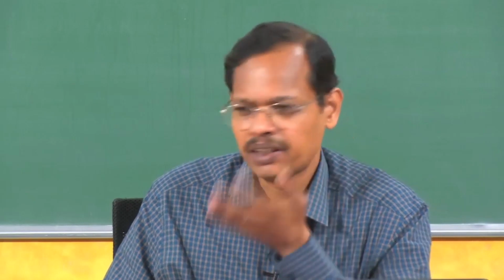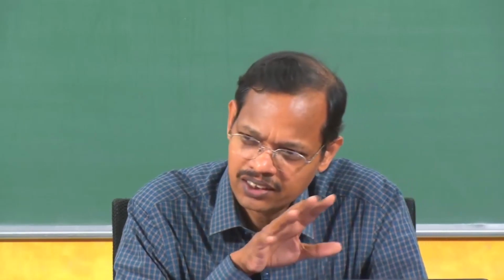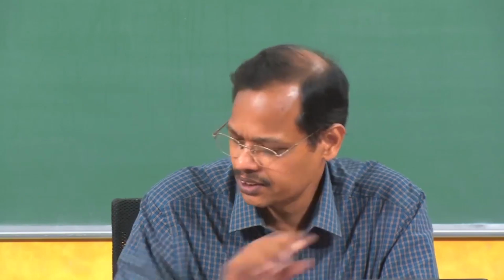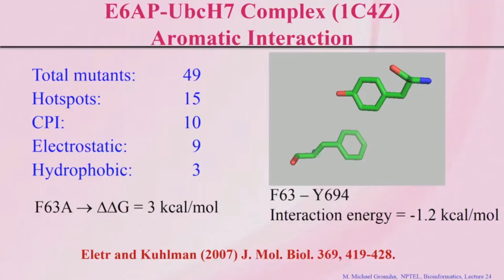Yeah, at least the binding affinity changes by 2 kilocalorie per mole. So, earlier we discussed and identified some types of interactions, right. Then we will see whether these interactions are important or not. I will show a few examples. So, this is the complex C6AP UBCH7 complex. This will tell you the importance of aromatic interactions, right.